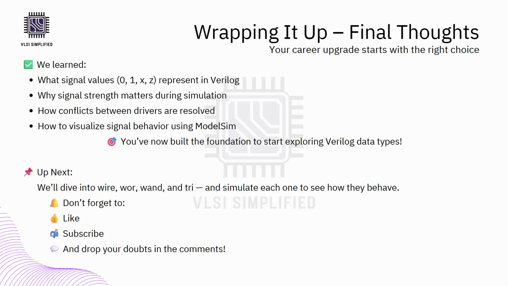Alright, we have now taken our first major step into Verilog. We have learned what the signal values like 0, 1, Z and X mean and how they appear during simulation. We also touched on signal strengths and saw how Verilog resolves signal conflicts using ModelSim. This is the base you need before diving into actual data types like wire and reg. And that's exactly what's coming next. We will explain each of those types with examples and waveforms.